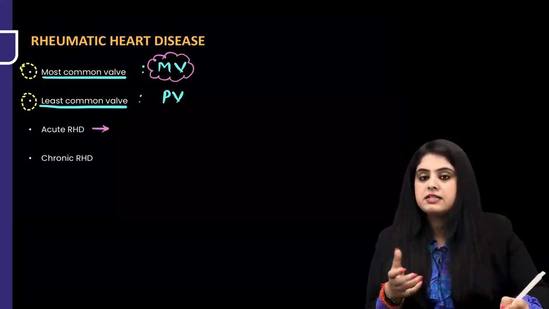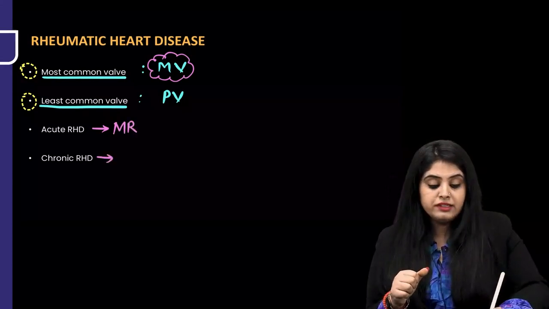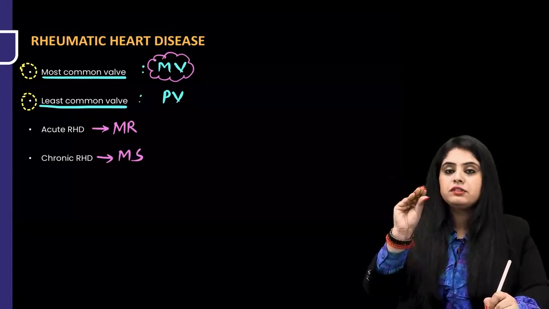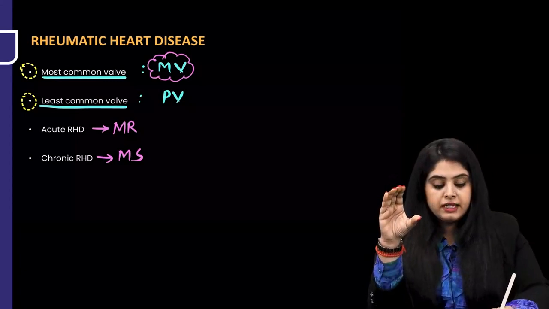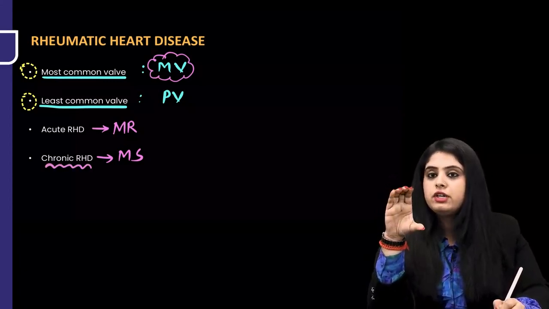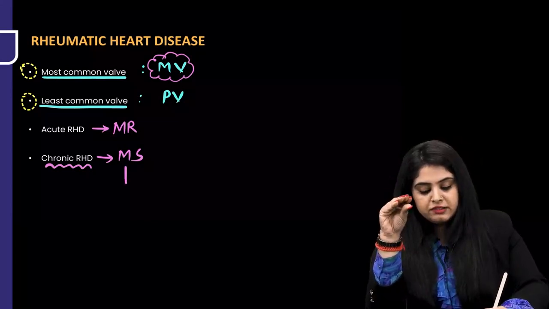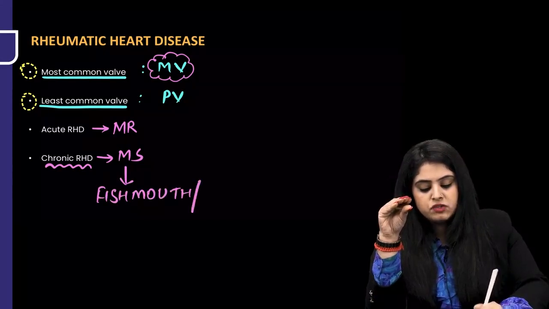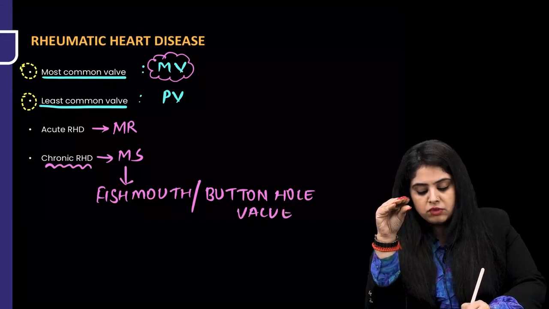So let's take the example of the most common, the mitral valve. Acutely, in the starting, the mitral valve will have mitral regurgitation, and in long-term cases the mitral valve will close. Mitral stenosis will occur. So what am I saying? This was the mitral valve. In long-term cases, it closed. How does it look? Initially it was open, a big mouth, and now it is closed. It's looking like a fish mouth. This is going to result in a fish mouth valve, or some people also call it the buttonhole valve. So please remember, this is going to result in a fish mouth or buttonhole valve.